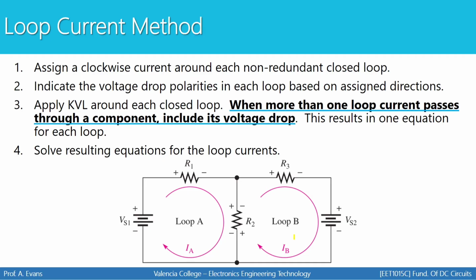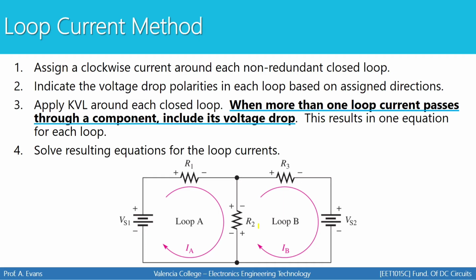And then we're going to apply KVL around each closed loop just like we did with the branch current method. However, in this case, when more than one loop current passes through a component, you have to consider the fact that there are two currents, IA and IB. Both of those currents will affect your KVL equation for that resistor.